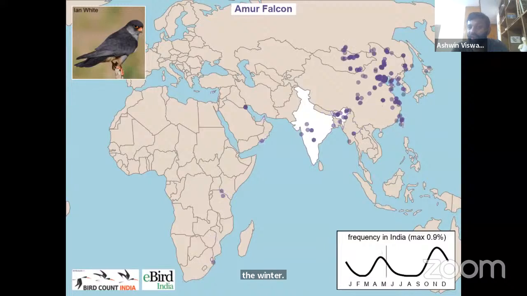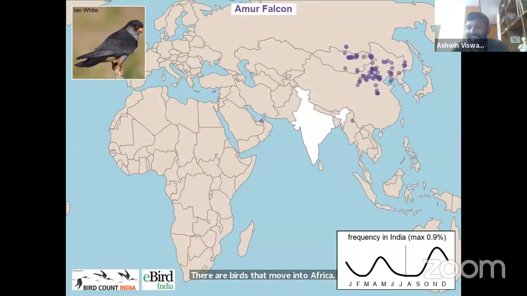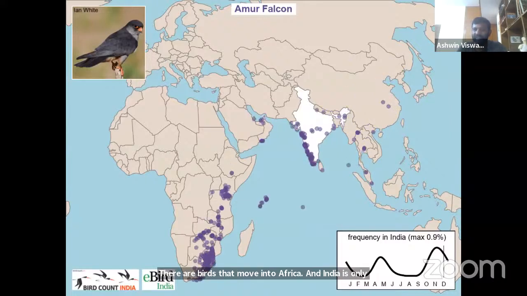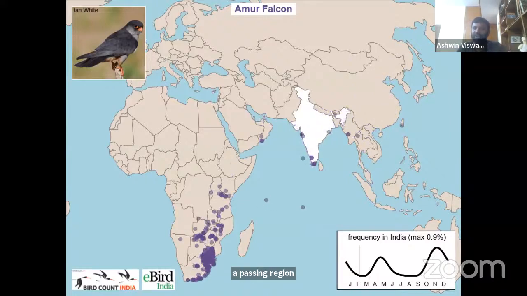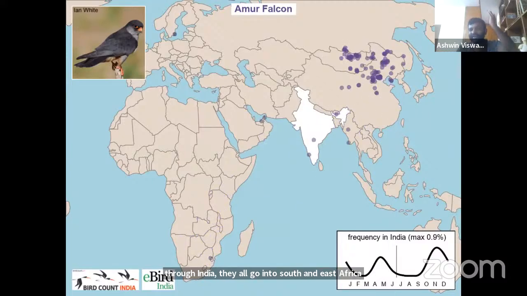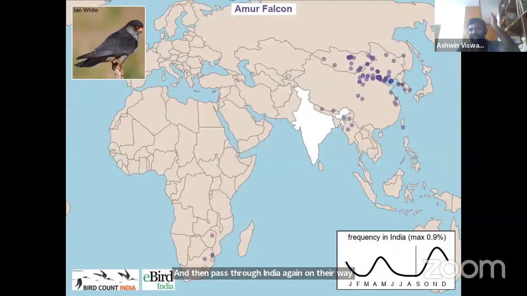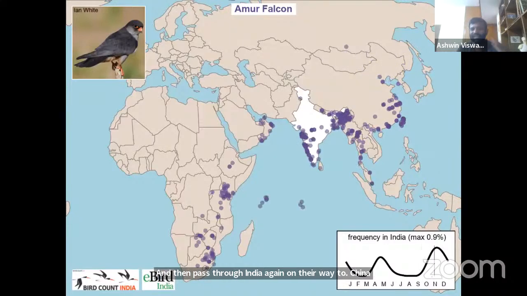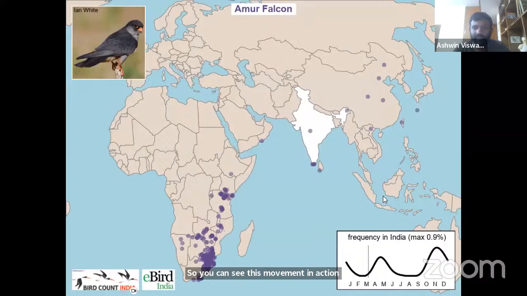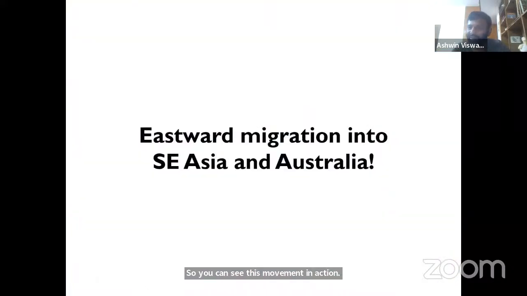There are birds that move into Africa, and India is only a passing region they pass by. So passage migration through India, they all go into South and East Africa and then pass through India again on their way to China and Russia to breed, Amur falcon. So you can see this movement in action. Yeah, and in Gujarat, the rosy starling disappears for 3 months only. Yes, they just go for a brief period and then they're back in huge numbers.